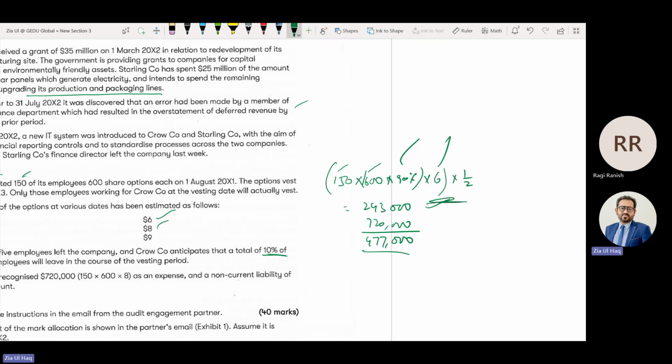They haven't incorporated staff turnover, and they used a different value of shares rather than the value of shares at grant date. For the current year, the expense and liability should be 243. The same will be in the next year. But instead, they have recorded it completely in the current year with the wrong amount. By how much is it overstated? That figure we need to calculate to check materiality.